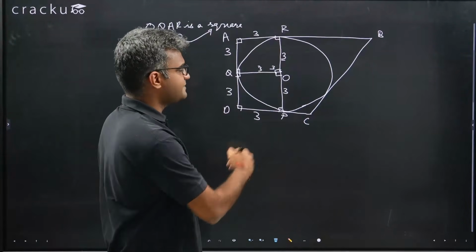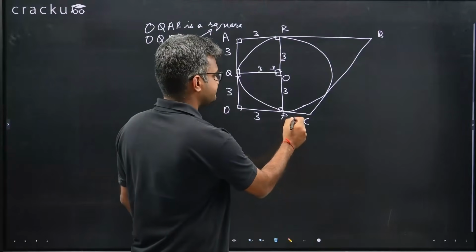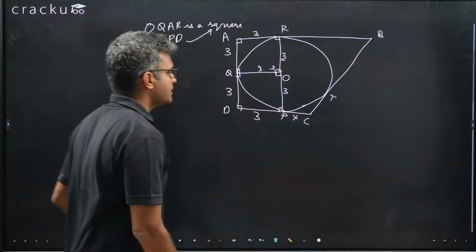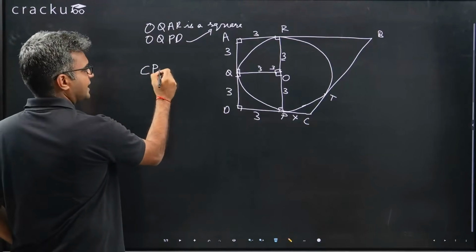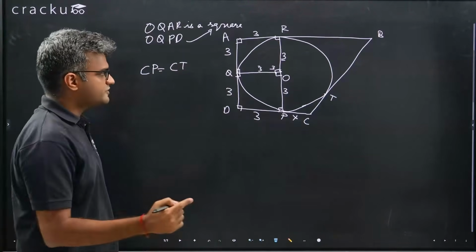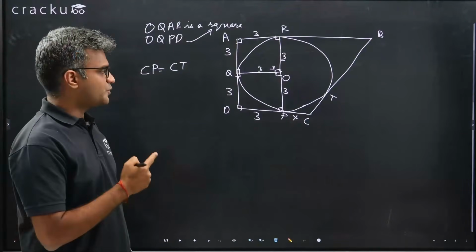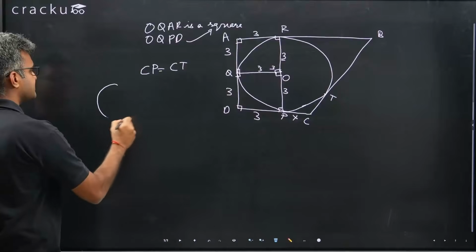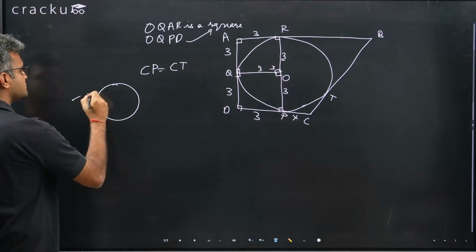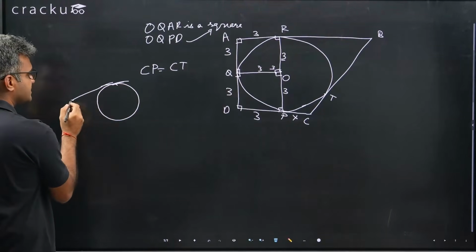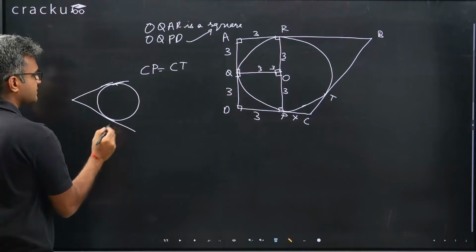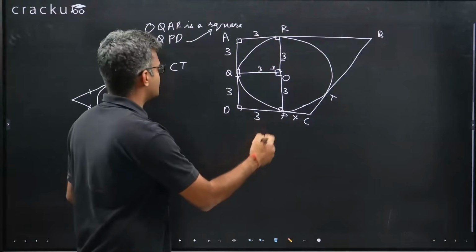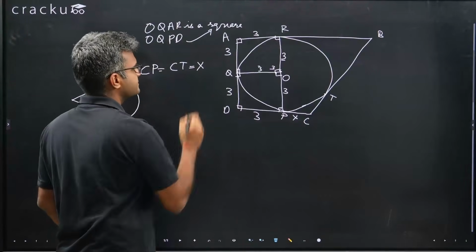Let the length of CP be equal to x. Now, if this is a point, say T, and you are looking at CP and CT, both of them are tangents to the circle from the point C, so both of them will be equal in length. Remember what we know: if you draw two tangents to the circle from the same point, suppose this is one tangent and this is another tangent, both of them will be equal in length. Therefore, if CP is equal to x, CT also will be equal to x.